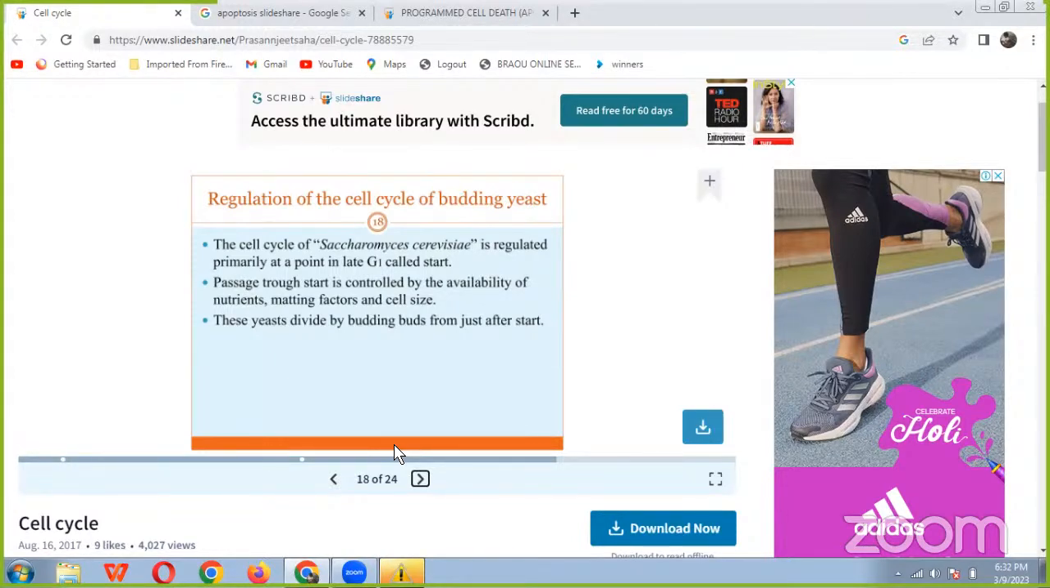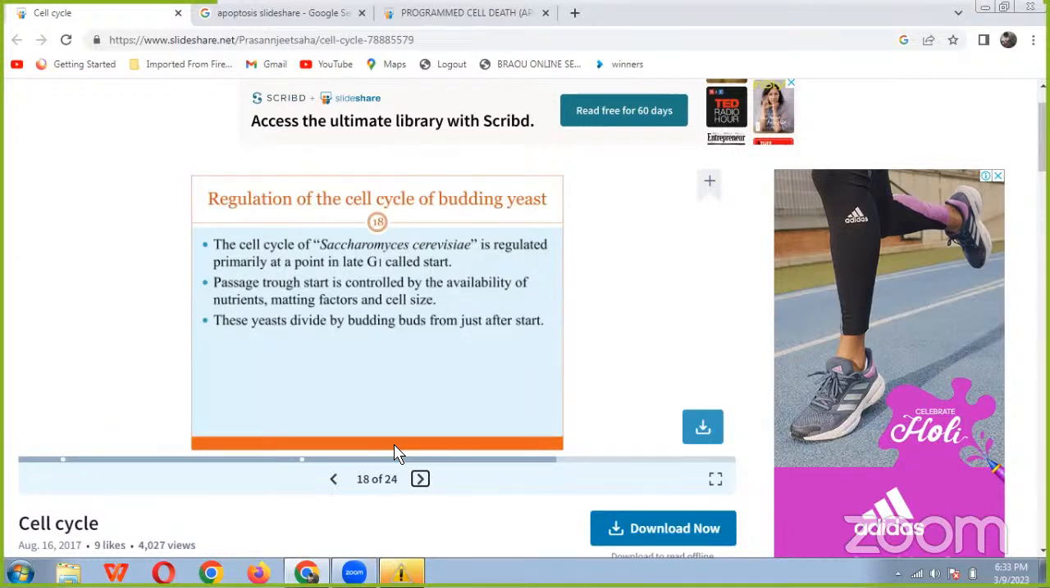Next one is the cyclin dependent kinase, also called CDK. The cell cycle is controlled by the CDK enzymes. These are serine tyrosine protein kinases. The protein is also called P34 CDC2.